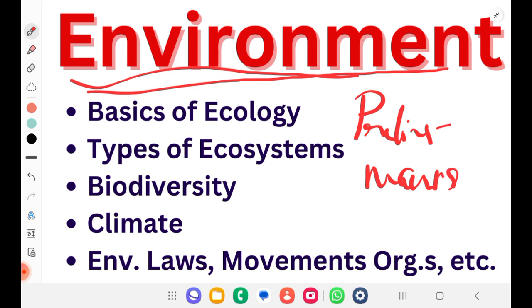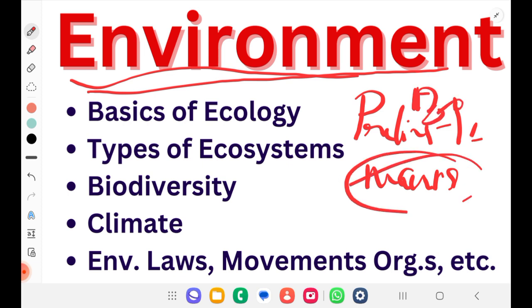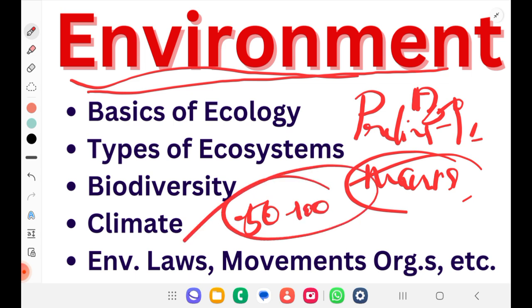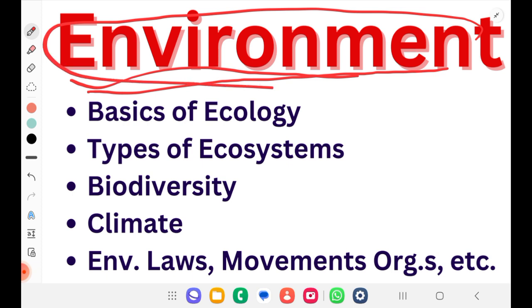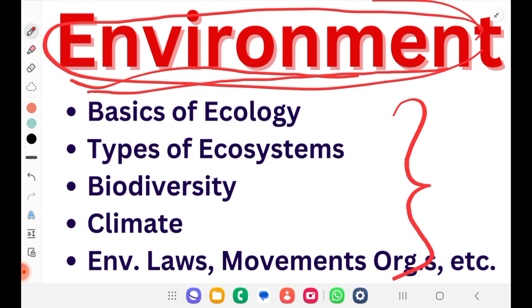So you will be able to score around 12 to 15 questions, that is around 20 to 30 marks. Even for mains, you will be able to score around 50 to 100 marks on average. So it's a very important module, so focus on it. This entire subject, environment, I'm going to split into 5 different chapters.